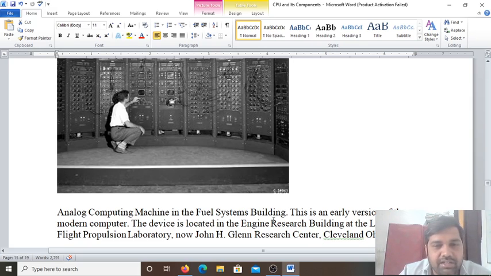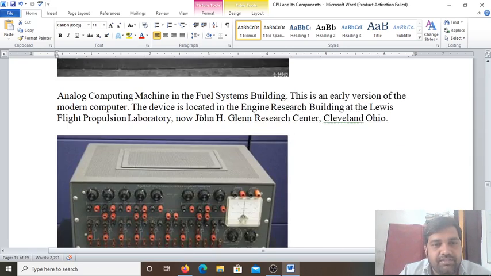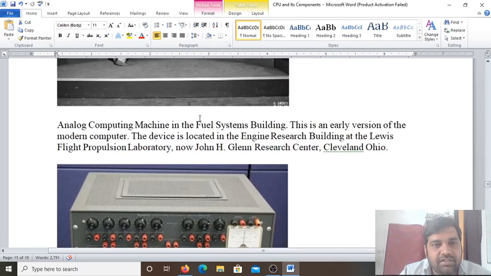The device is located in the engine research building at the Lewis Flight Propulsion Laboratory. Such a big computer. Now, the analog computing machine in the fuel system building.